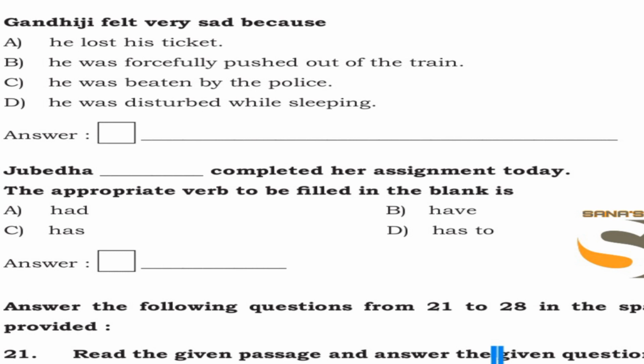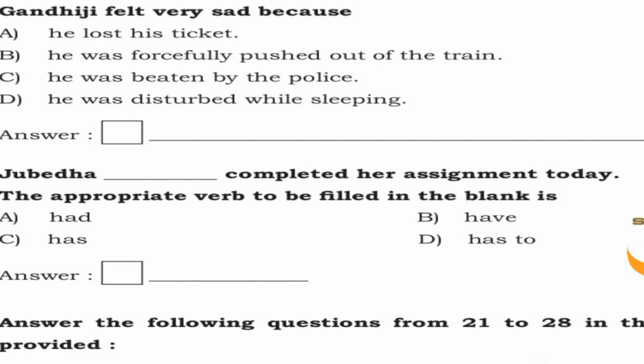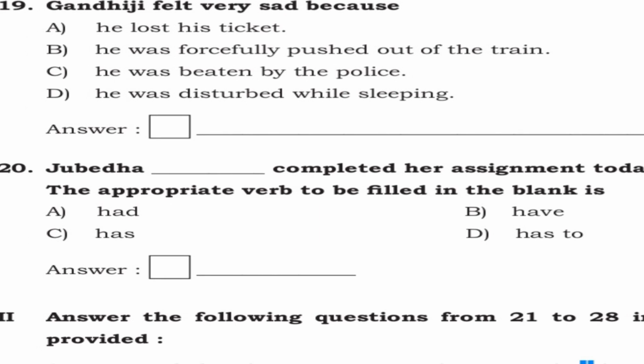This question is also related to the same passage. Gandhiji felt very sad because he lost his ticket, he was forcefully pushed out of the train, he was beaten by the police, or he was disturbed while sleeping. You can understand by reading the passage that he was forcefully pushed out of the train. So option B is the right answer. This is done with the passage reading. Now we will go for question number 20.